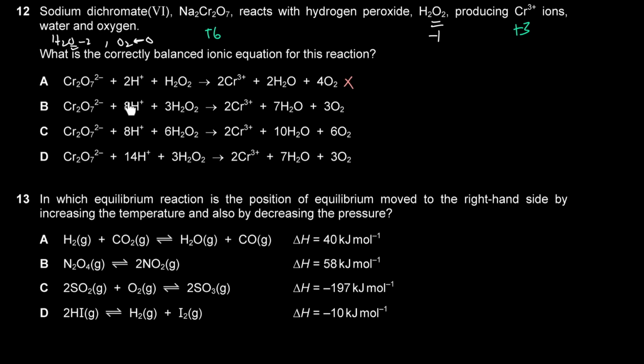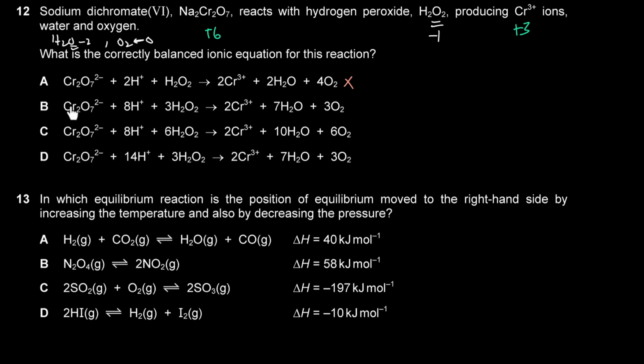In the second equation, we can check if the number of atoms as well as the charges are balanced on both sides. We have 2 chromium atoms on both sides. We have 7 oxygens here, plus 2 times 3, that's 6. So 7 plus 6 is 13. And then over here we have 7 plus 6, that's 13 oxygens as well. Right? We have 8 plus 6, that's 14 hydrogens. We have 7 times 2, that's 14.